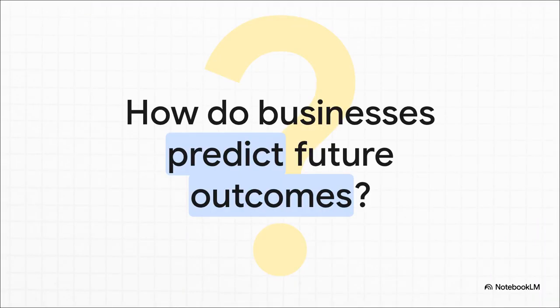I mean, really think about it. How does a company figure out the perfect price for a used phone? Or how do they know which of their ad campaigns are actually making the cash register ring? These aren't just wild guesses, you know? They're actually calculated predictions, all based on understanding how different pieces of information relate to each other.